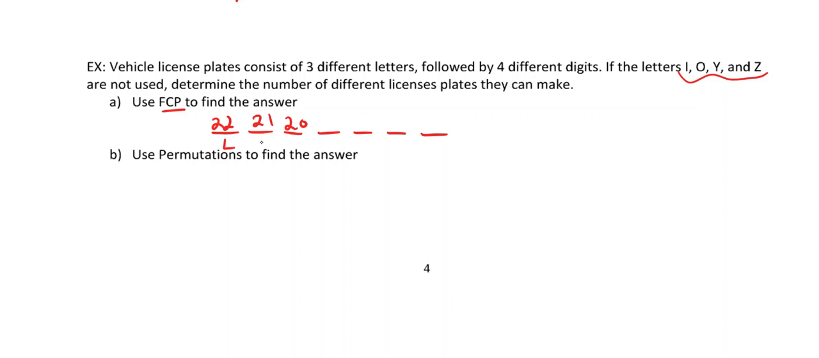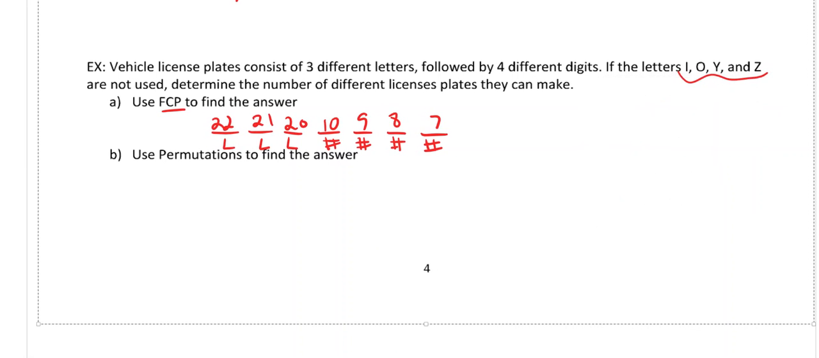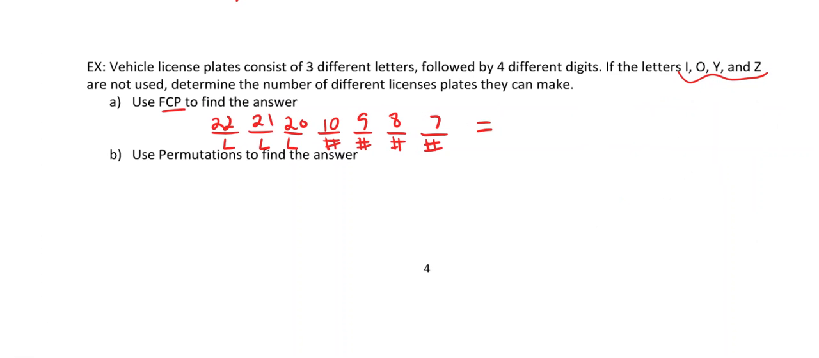So those are our letters, right? That's a letter, that's a letter, that's a letter. And then our numbers are going to be the next ones. There are no restrictions on the numbers, so there'd be 10 for the first one, and then 9, and then 8, and then 7. So those are our numbers. Okay, let's write the numbers. The answer there was large.